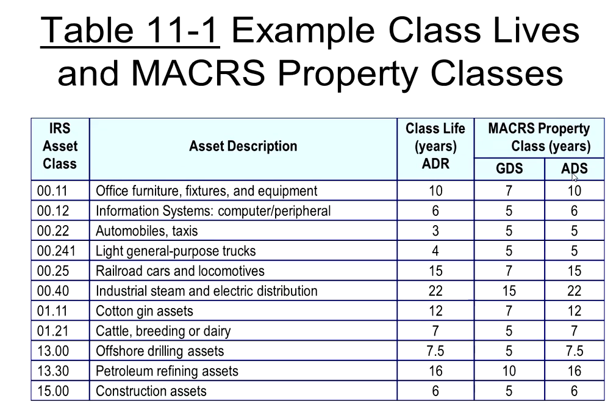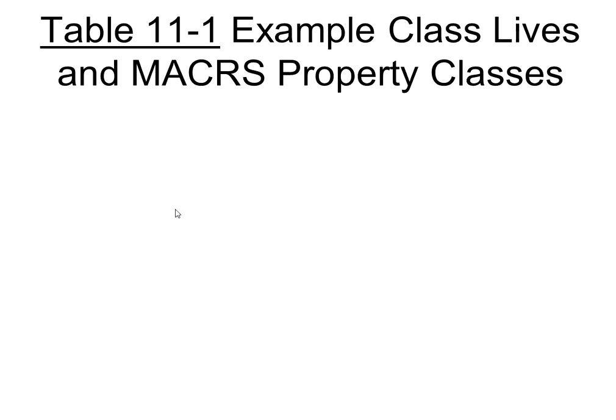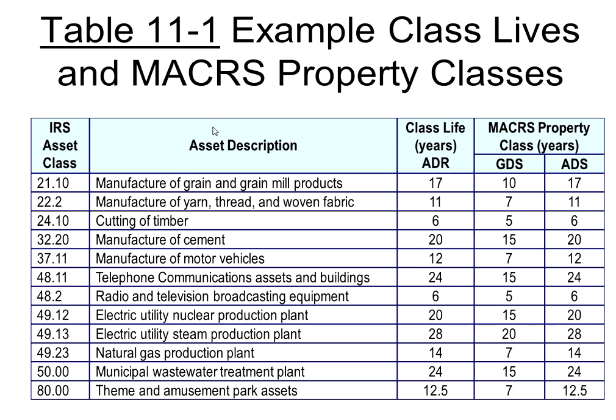If we were to use an alternative depreciation system, ADS, rather than the general depreciation system, GDS, then the class would be 10 years. For information systems, which include computers and peripherals, you can see the GDS depreciable life is 5 years under the modified accelerated cost recovery system. And so on. You can see different examples of different assets. So here are additional descriptions and also the class lives.